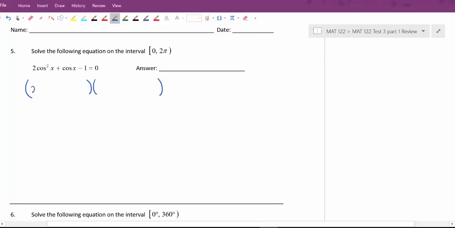So what we're going to do is factor this. The first term is this term, so the only possibilities are 2 cosine x and cosine x. For the last term, the only possibilities are 1 times 1. Now you want to make sure you get the signs figured out. Write down what you're trying to get, which is positive cosine x. The way to make 2 and 1 add up to a positive is to have a plus there and a minus there.